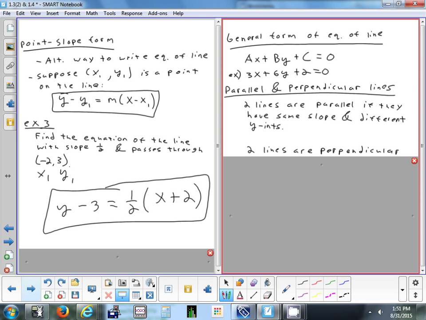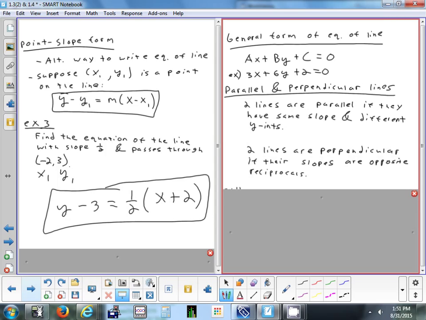How about perpendicular? Anybody remember what happens with the slopes there? Yeah? Don't they have to be reciprocals? And one's negative, one's positive. All right, yep, that's part of it. They are opposites. One's negative, one's positive, and they're reciprocals. Okay, so for perpendicular lines, your slopes are opposite reciprocals.